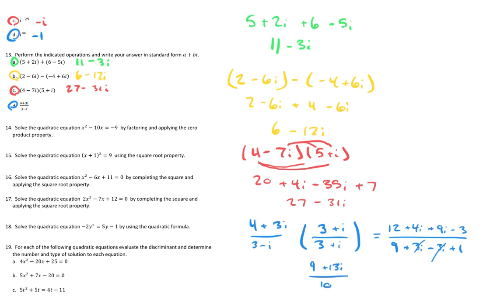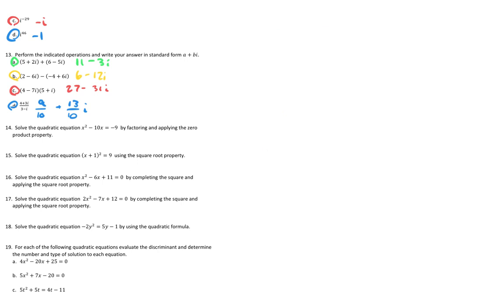And then whenever we write that in our standard form, we're going to do 9 over 10 plus 13 over 10i, and that's it. So it's a little tricky, but you just follow these same steps where you multiply the numerator and denominator by the conjugate of the denominator, and then just work on foiling and simplifying.